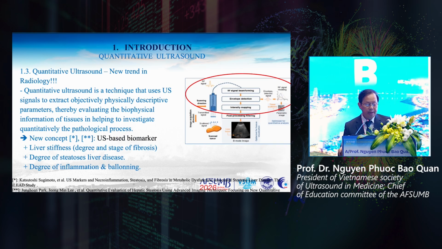Nowadays, there is a change in radiology. We have what is called quantitative ultrasound, QUS. This is a technique that extends the physical description and parameters. Therefore, we can evaluate biophysical information of the tissue and help investigate the pathological process quantitatively. So we have a new concept of ultrasound-based biomarkers: liver stiffness, degree of steatosis, and degree of inflammation.